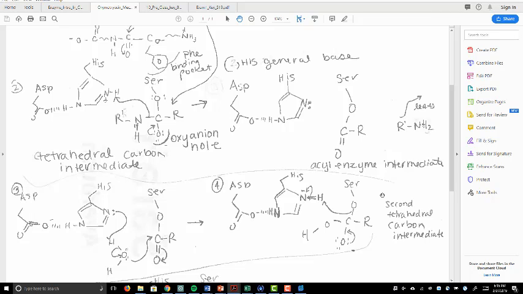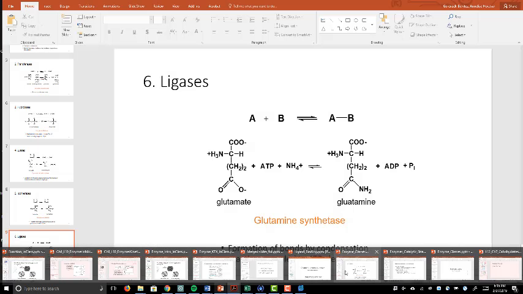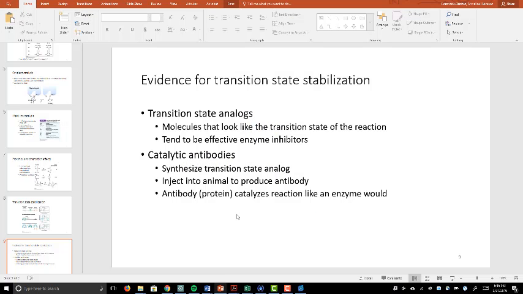As long as there's electrons, even if it kind of messes up the stability of it, I guess. That makes sense. So again, there are enzyme catalytic strategies.